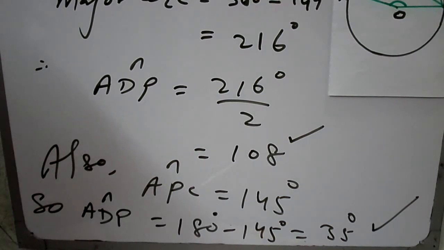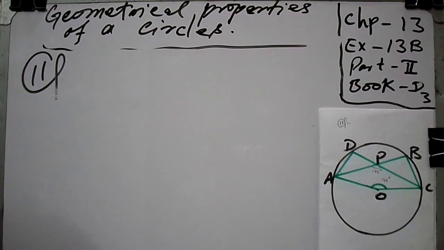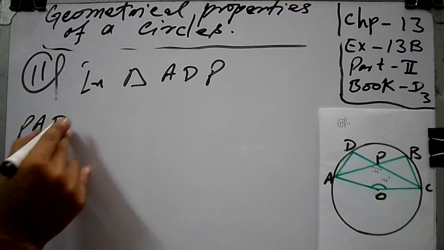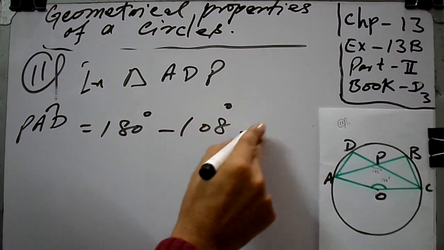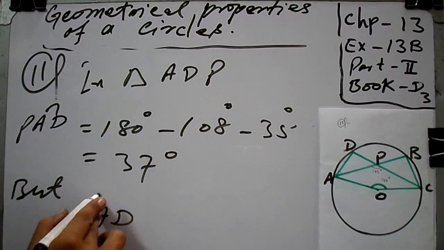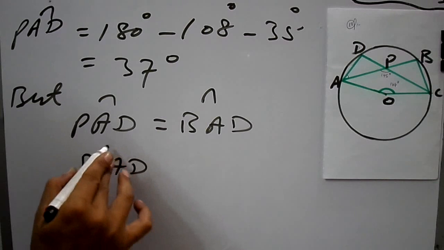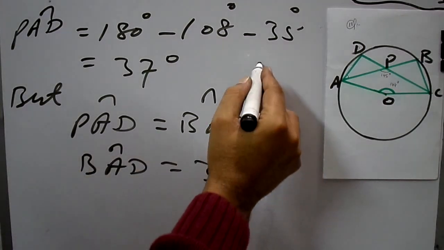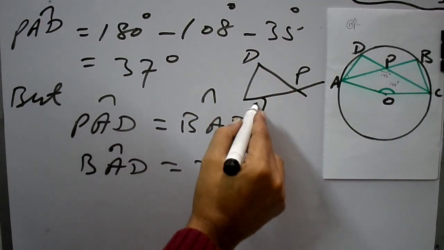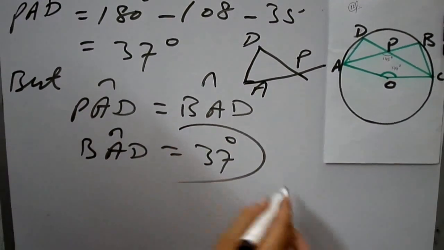So now coming to the triangle ADP. In triangle ADP, you can see here that PAD is equal to 180 degree minus 108 degree minus 35 degree, which will give you 37 degree, but PAD is equal to BAD. So BAD is equal to 37 degree. If we cut the piece from here, so that is your P point, that is your D, and that is your A point. So this triangle, we have cut the piece from here, so you can understand easily. That's why we have to find this angle, so that is your result.